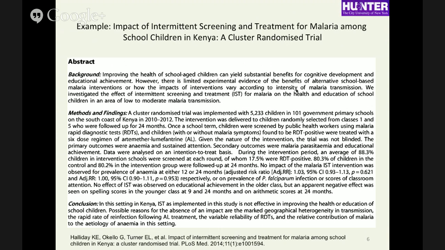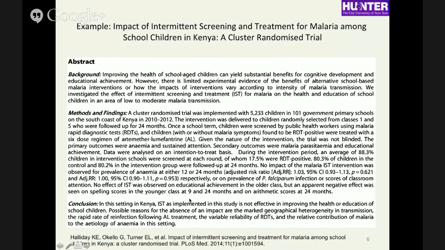And then they wanted to compare the children with and without the treatment for a couple of things. What were those things? Let's see. So, no impact of malaria intervention was observed for prevalence of anemia at either 12 or 24 months. So they're interested in anemia at 12 or 24 months.